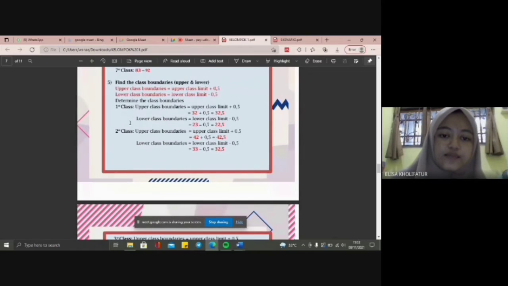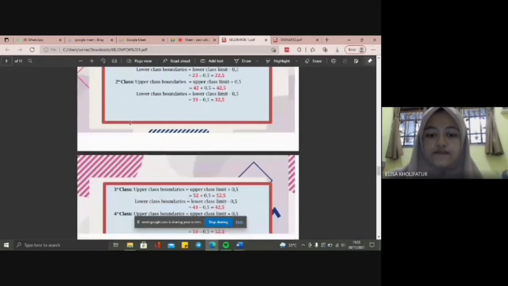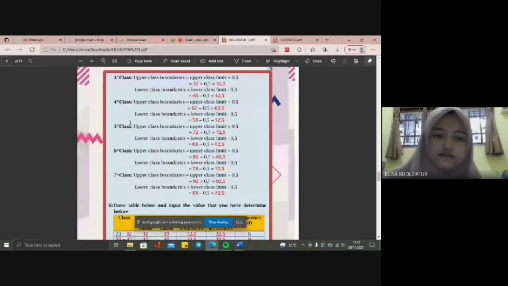Second class, upper class boundaries is upper class limit plus 0.5, so the answer is 42.5. Lower class boundaries is lower class limit minus 0.5, so the answer is 32.5. And you can see, third class upper class boundaries is 52.5, lower class boundaries 42.5.